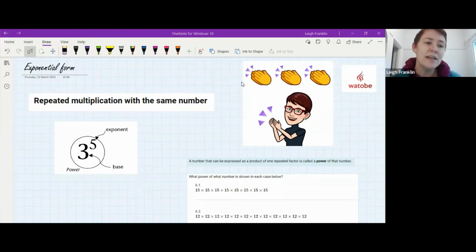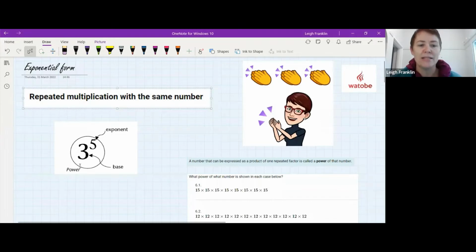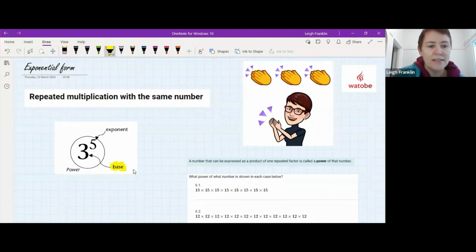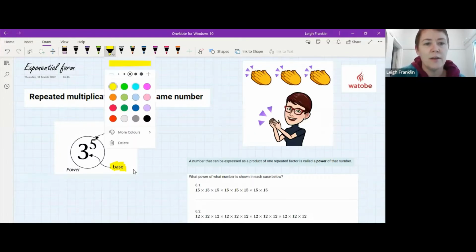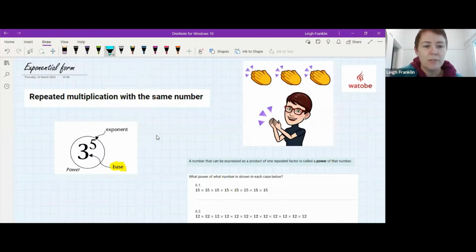All right, so when something is written in exponential form, it is a way of writing repeated multiplication with the same number. That's what we are doing. And the number that is being multiplied by itself, we call that number the base. In this situation over here, 3 is the base. And the number of times that 3 is being multiplied with itself, we call that the exponent. And these two together are referred to as a power.